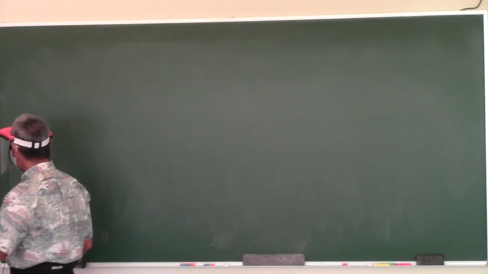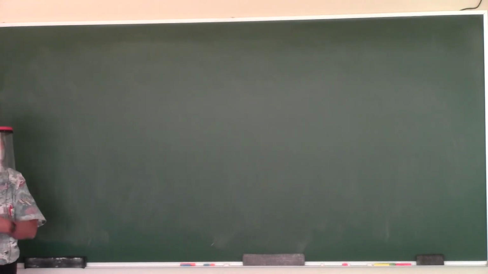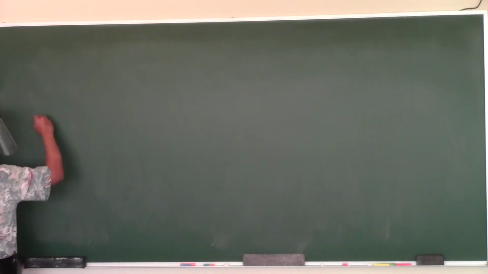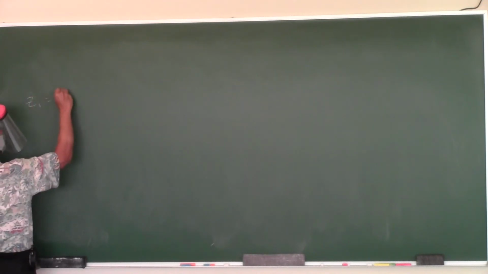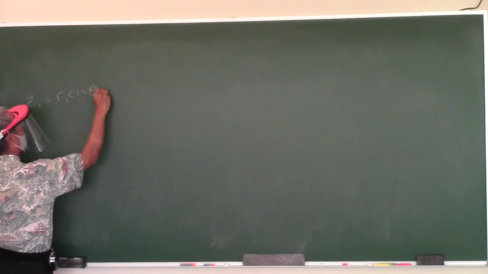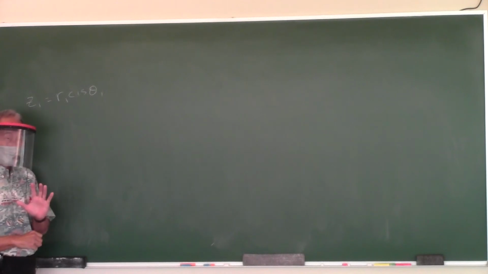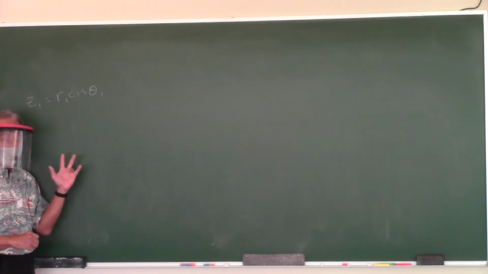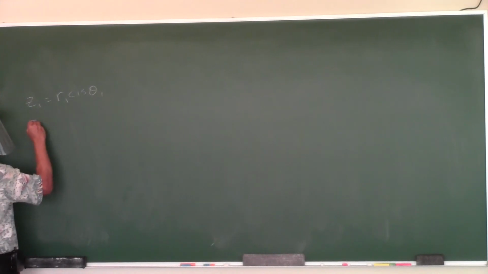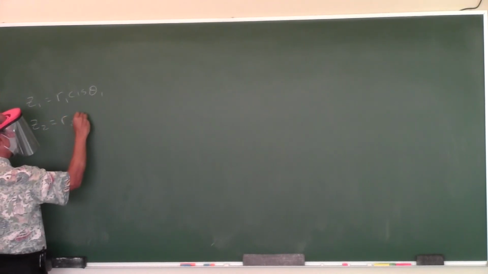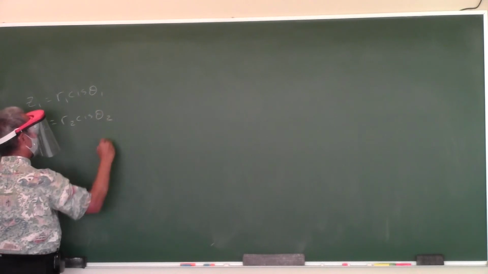Okay, so the first theorem, this is all in the notes now. If you look at the notes, it's all there. You don't have to write down anything. Let's say you have two complex numbers. The first complex number is r1 cis theta 1. See, in order to use these theorems, the complex numbers have to be in polar form. Okay? z2 is r2 cis theta 2.